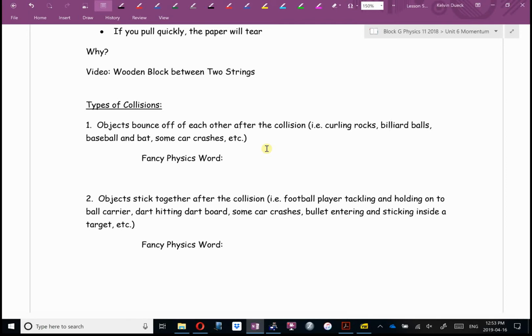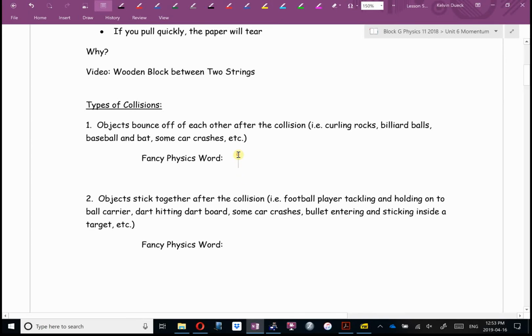A hockey body check where you don't wrap the person up, where you just body check them. Baseball and a bat is a great example. I've never seen a baseball stick to the bat. They always bounce off of each other. There are some car crashes where the wreckage doesn't stick together, but some car crashes, the objects come apart.